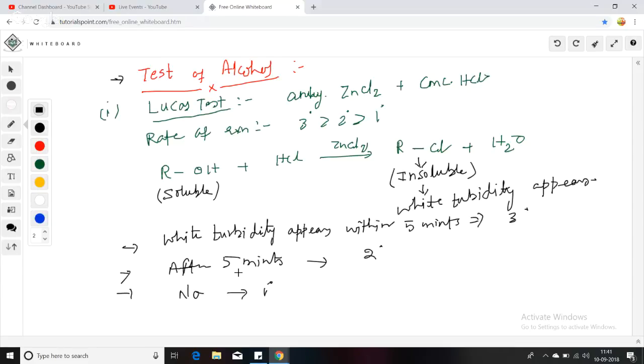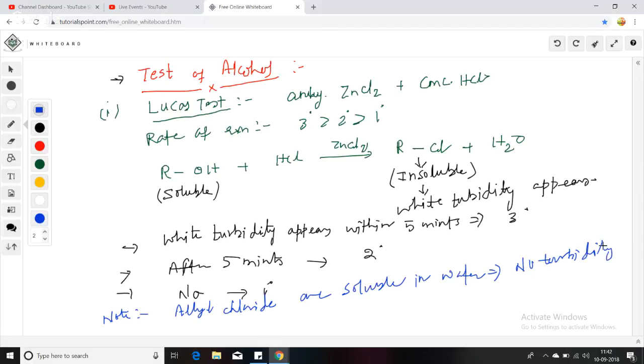One note and a very important point as far as JEE is concerned. Note this down: allyl chloride is water soluble and no turbidity appears. If you have allyl chloride also, allyl chlorides are soluble in water and hence no turbidity.